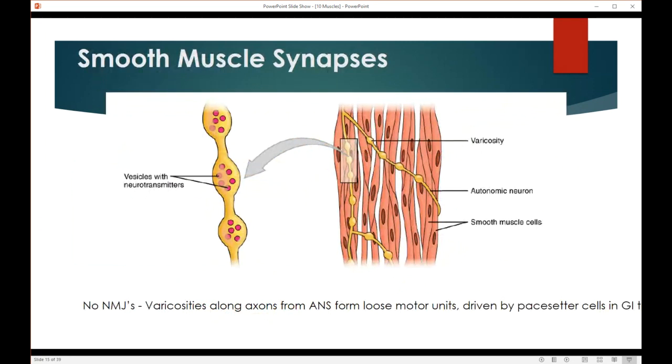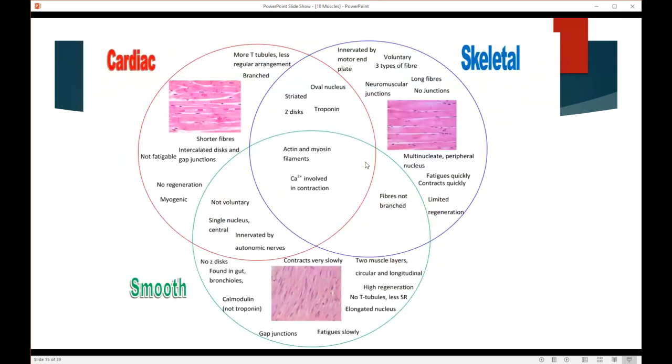Okay. And there's no neuromuscular junctions here in our smooth muscle. Instead, we have what are called varicosities. Varicosities are along the axons of the autonomic nervous system, and they form loose motor units sort of surrounding that. Okay. And so within each of these varicosities, we have these vesicles with neurotransmitters in them. Those neurotransmitters can be released and then bind.